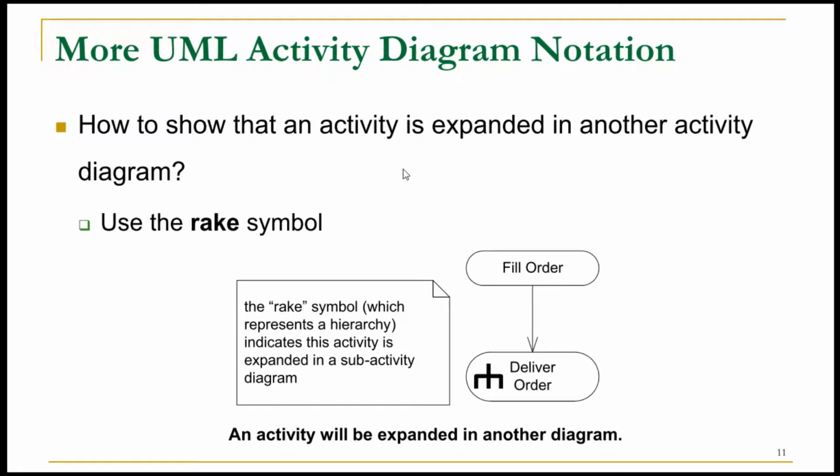If your activity and the sequence of processes cannot be covered into a single diagram, you can take help of multiple diagrams, and to combine multiple diagrams you can use the rake symbol. The rake symbol indicates this activity is expanded in a sub-activity diagram. So for example, after filling the order, you want to represent the other sequences in a second activity diagram, you will simply use the rake symbol and write the name of the sub-activity diagram. And then you can expand that into another diagram.